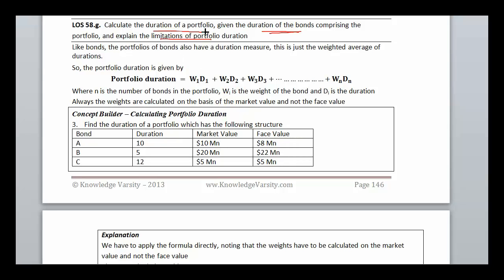Please note that the portfolio duration is just the weighted average duration of the individual components. So it is W1 D1, where W1 is the weight of the bond. Now how is it computed? Weight is the market value of the first bond divided by the total market value of the portfolio. Please note that we are talking about the market value and not face value. Multiply with the duration for all the bonds in the portfolio. So if there are n bonds, this is the formula for n bonds.